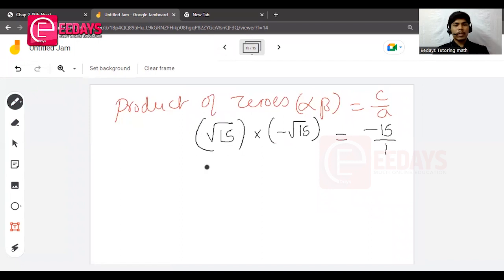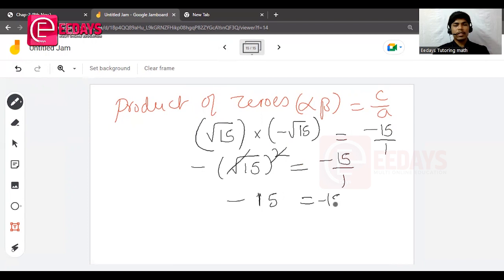Plus into minus becomes minus, and root 15 two times. That's why I can write it like this: minus root 15 whole square equals minus 15 by 1. Square and root get cancelled. You'll get minus 15 here, which is equal to minus 15. You should equate like this. I hope everyone understood. We have to verify whether LHS and RHS are equal or not. That's it.